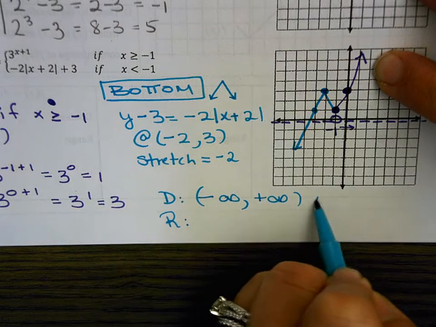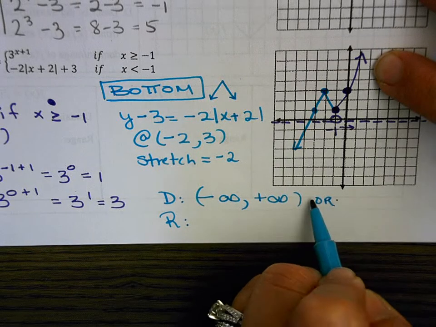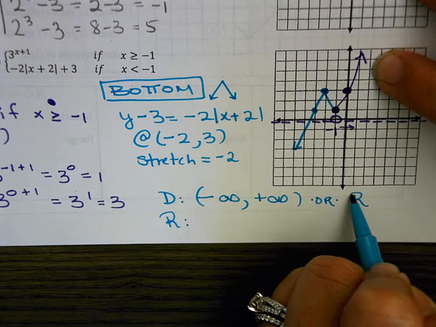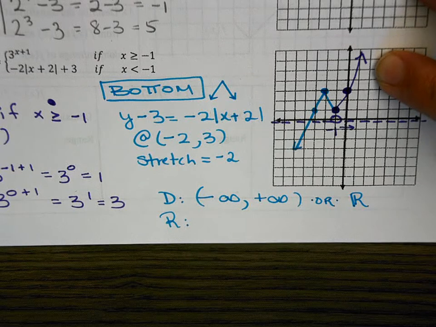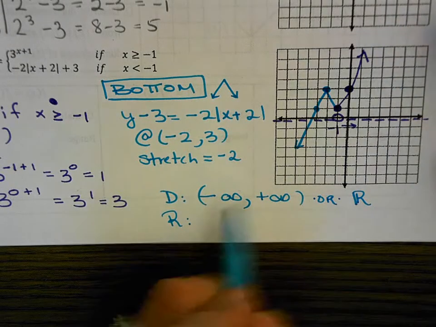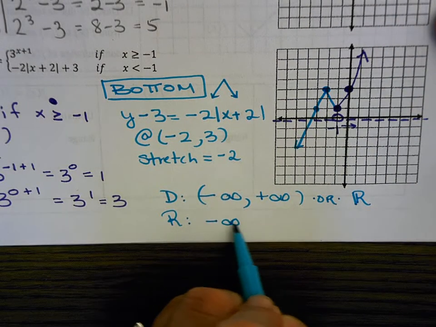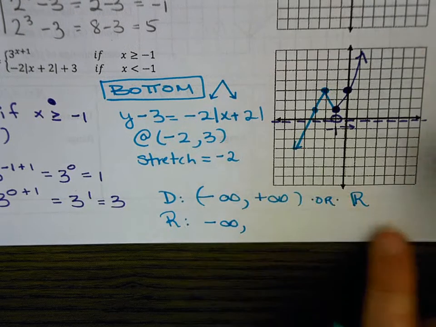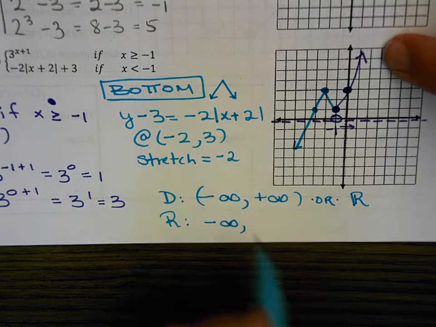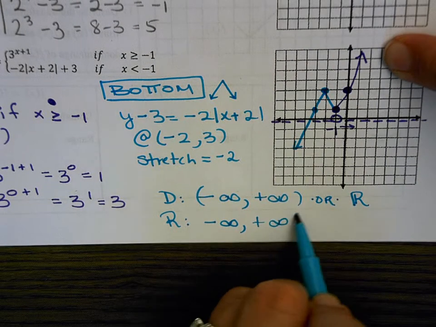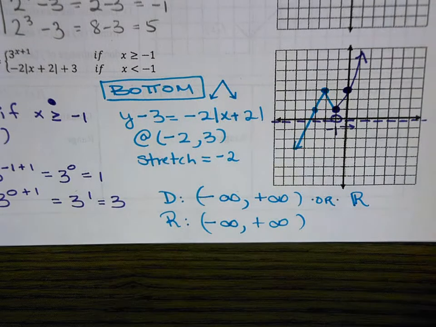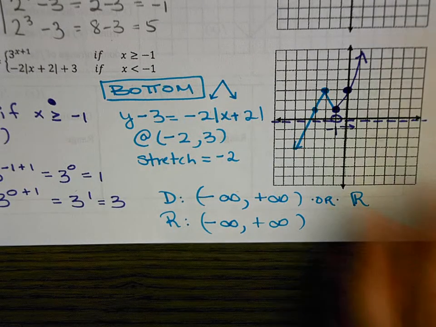Or our real numbers, right? And then for the range, it goes down forever, and then there's no break in the graph, and then it goes up forever. So negative infinity to infinity. Okay.